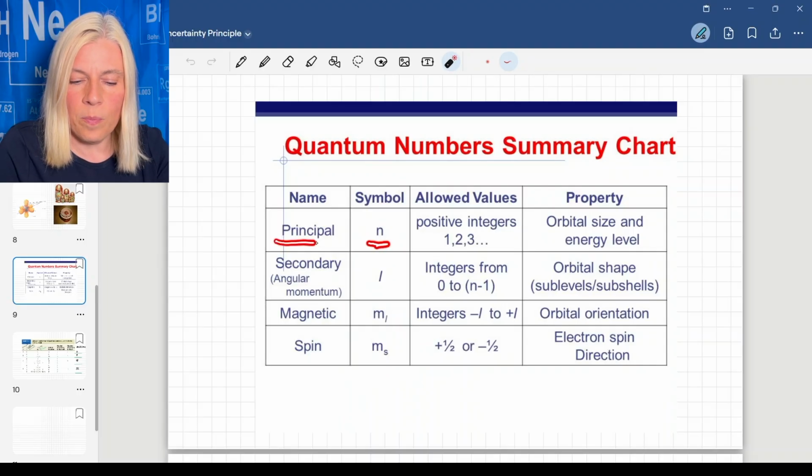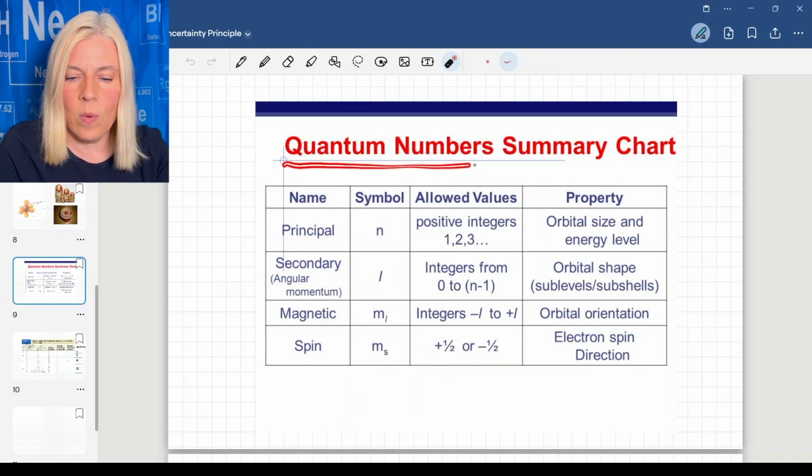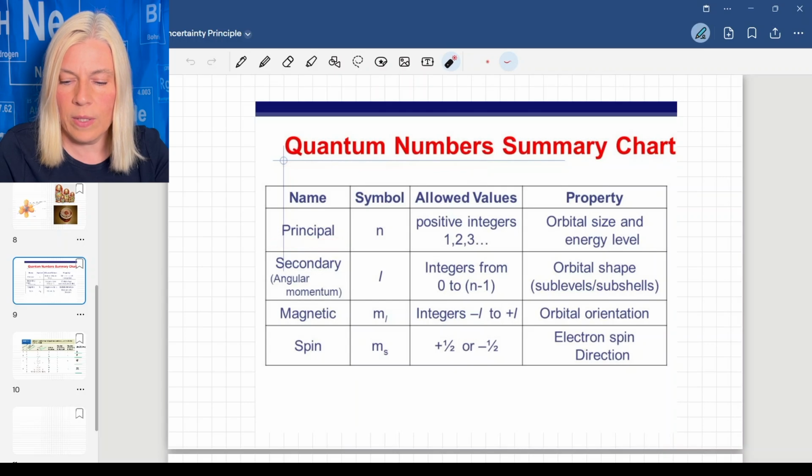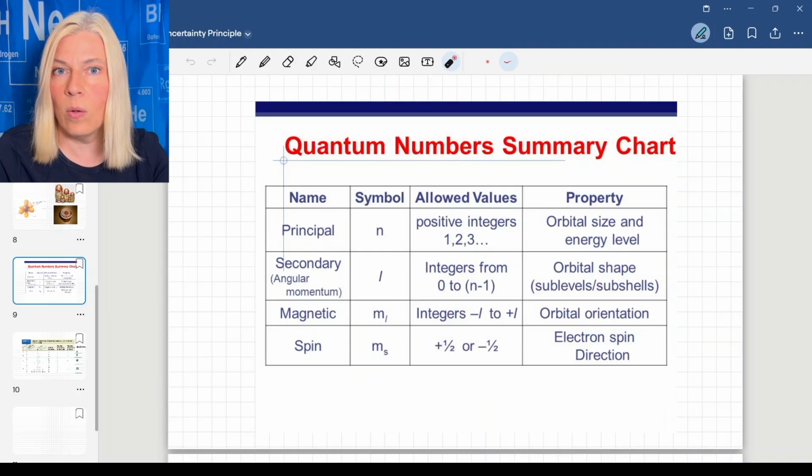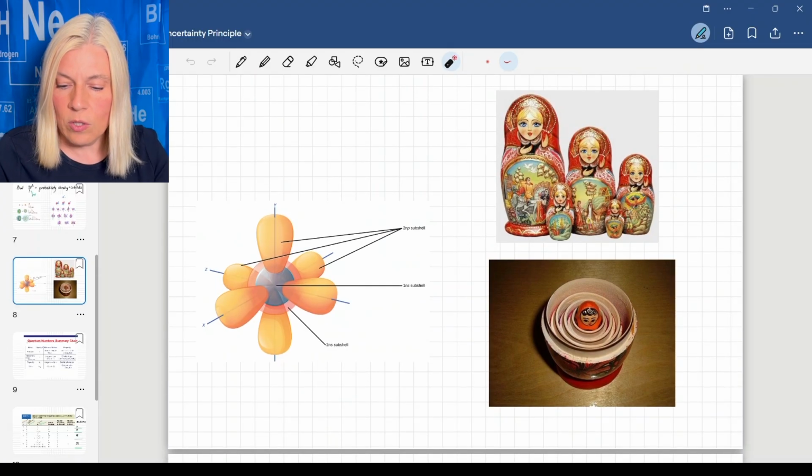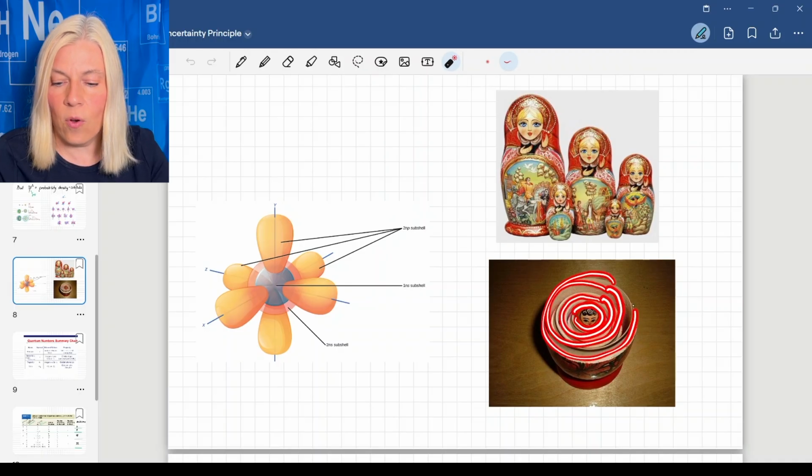So n is your principal quantum number. This can only be positive integers: 1, 2, 3, whole number integers. That's it. And they tell you energy level, right? So here is 1, 2, 3, 4.